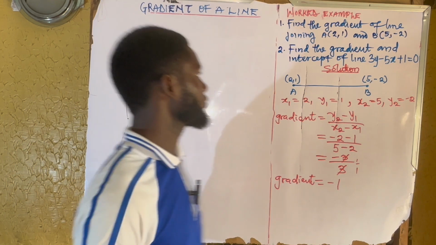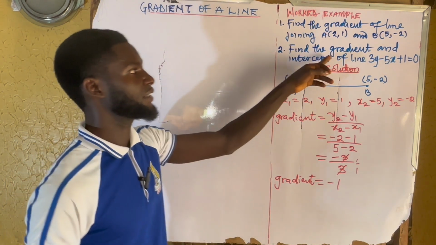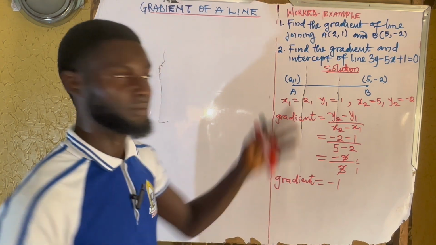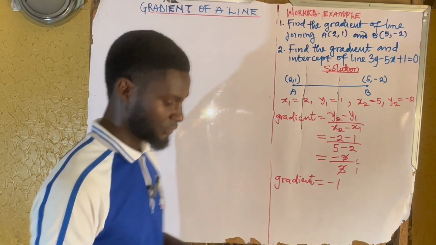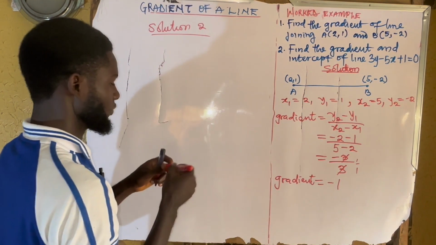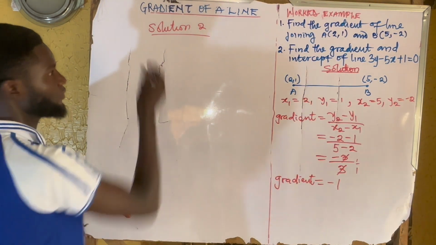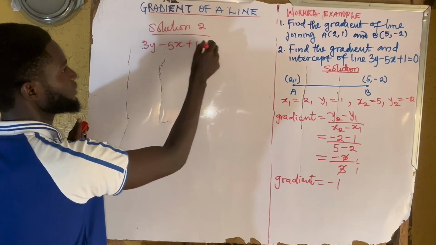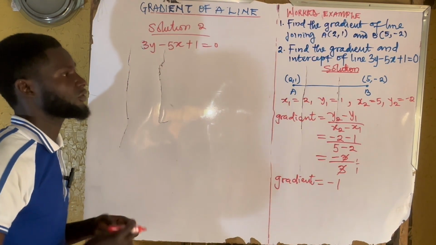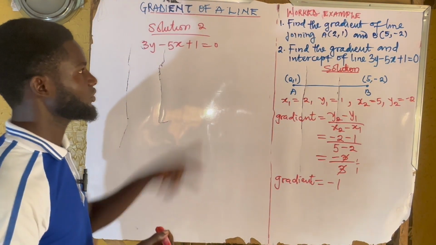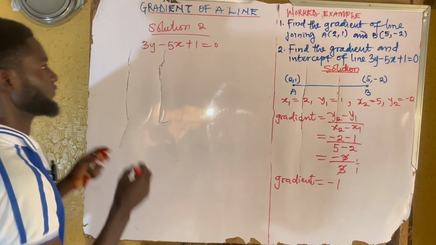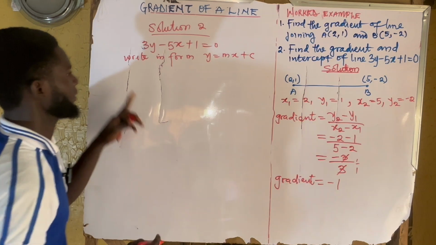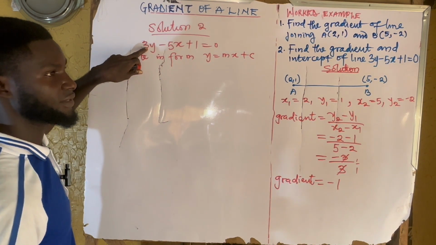For example 2, we are to find the gradient and the intercept of line 3y minus 5x plus 1 equals 0. So let's do that. We are given the line 3y minus 5x plus 1 equals 0. For us to get the gradient, we need to rewrite this in the form y equals mx plus c. And for us to do that, we isolate y.